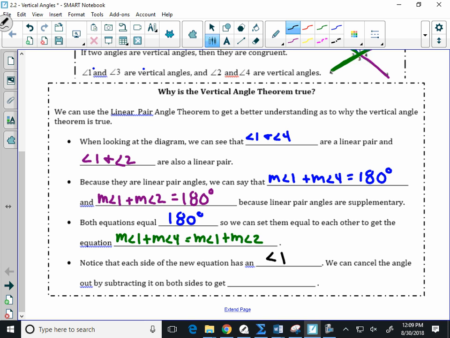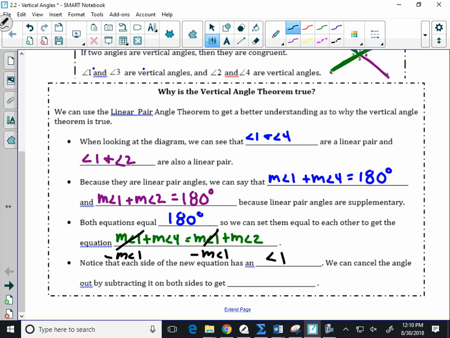You can cancel things out in math, you do the opposite. Well, these are both positive angle 1s. The opposite of being positive is negative. And we are allowed, remember math, what you do to one side, you have to do to the other. So we can get rid of these angles, cancel them out, by simply saying, I'm going to minus angle 1 on that side. What I do to one, you have to do to the other. That's a rule now. Alright?